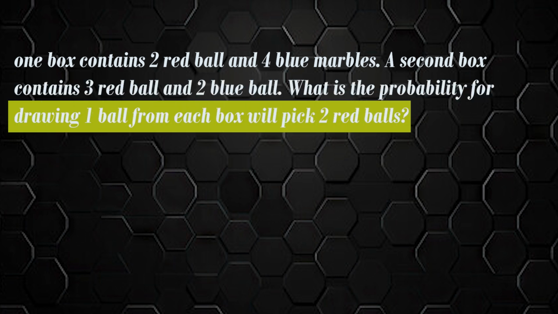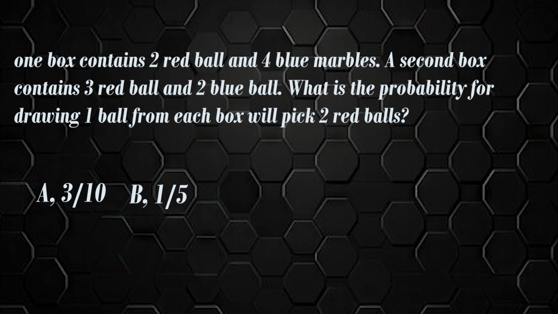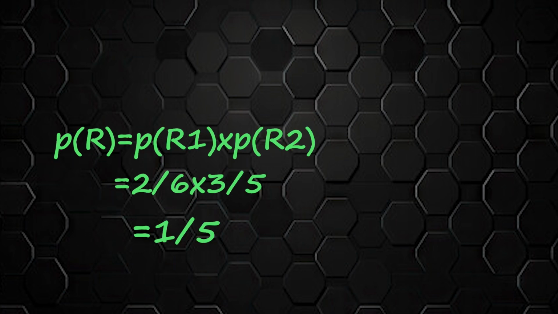We'll pick 2 red balls. Here with a consideration that the probability of getting a red ball on the first box is 2/6, and the probability of getting a red ball on the second box is 3/5. So the result will be the multiplication of the two, that is 1/5. So the answer will be B, 1/5.